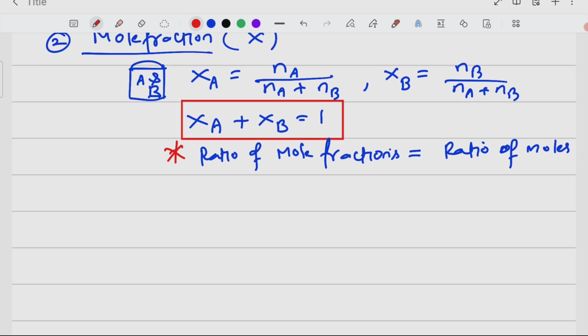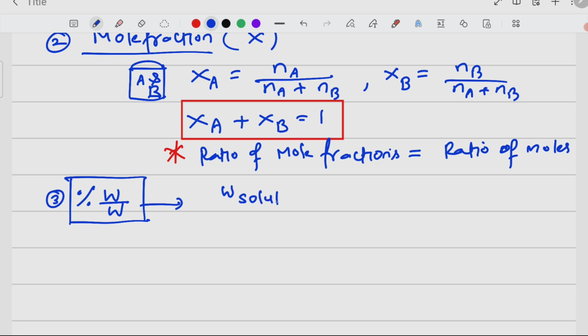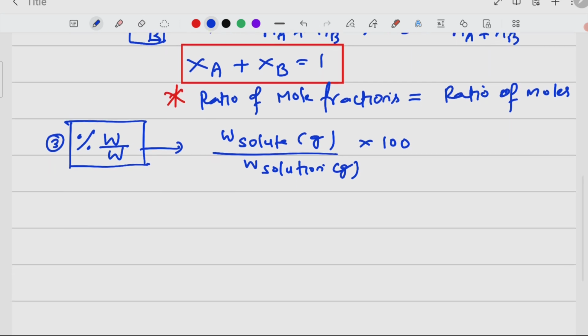Next concentration term, that is percentage weight by weight. So percentage weight by weight, how do we define it? Percentage weight by weight is equal to weight of solute, specified in grams, by weight of solution in grams, into 100.